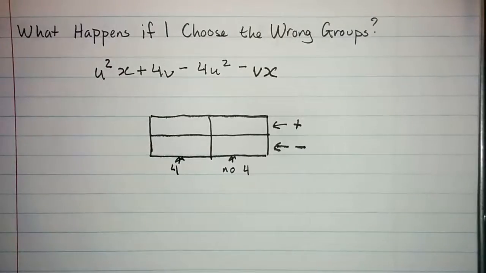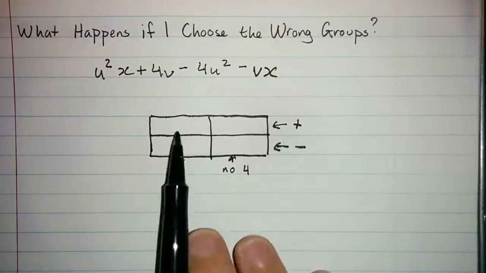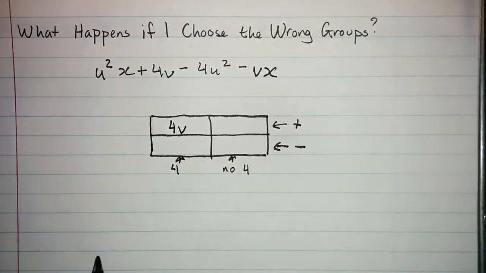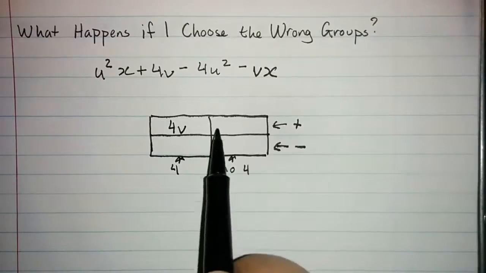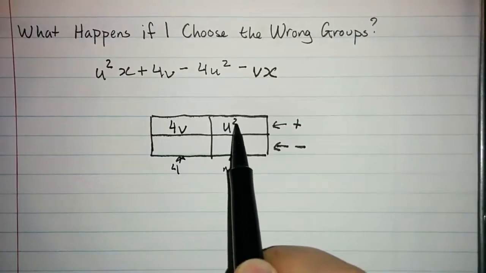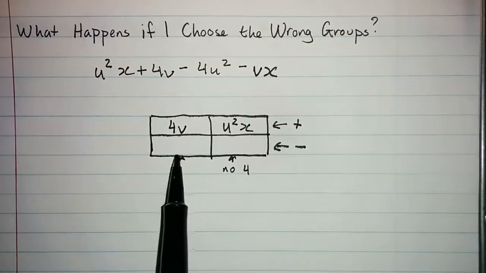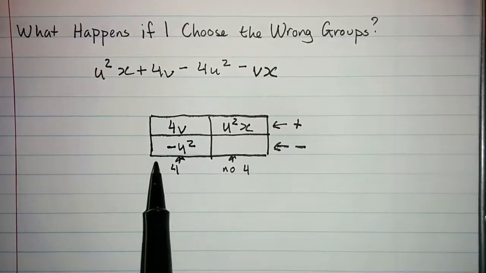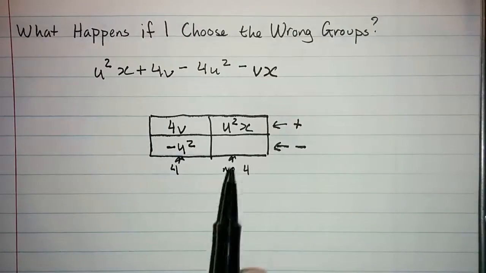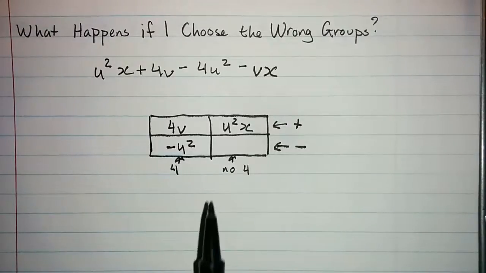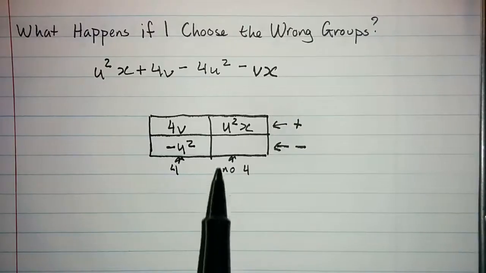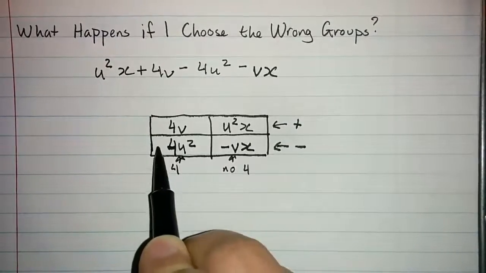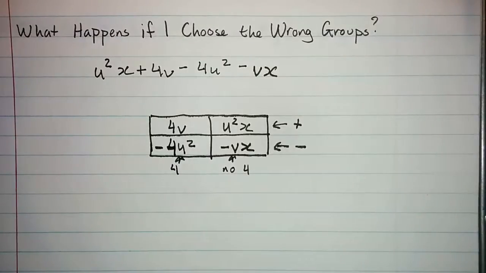These do split the terms into pairs. So the positive term with a 4 is 4v. The positive term with no 4 is u squared x. The negative term with a 4 is negative u squared. The negative term with no 4 is negative 4vx. I forgot to write the 4 here, didn't I?